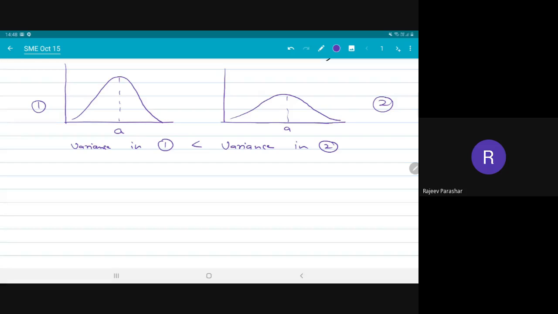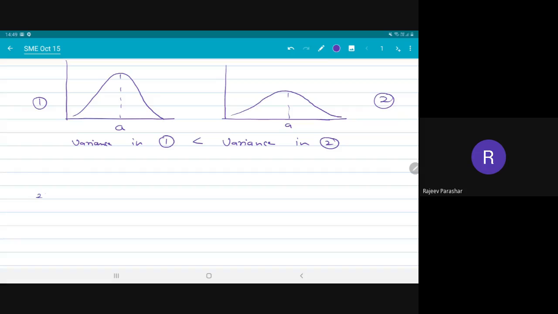What will be the value of the variance? I've not gone into that yet. Okay, the only thing we can make out is if the variance is greater or smaller. So we have these two. We can have various combinations. A here, B here.